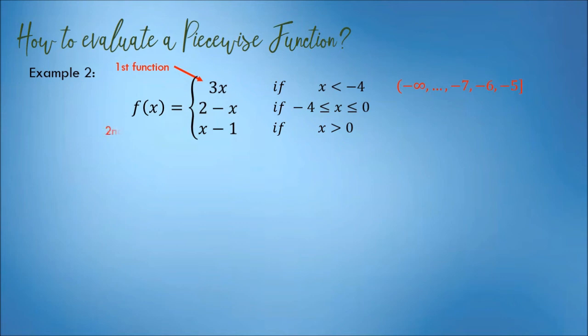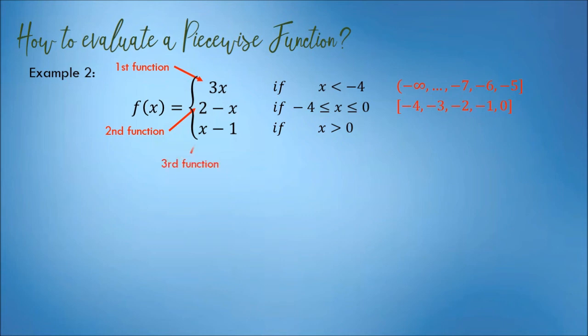This is the second function. f of x is equal to 2 minus x. The domain interval is x is greater than or equal to -4, but less than or equal to 0. Meaning, the only included x values here are between -4 and 0. Those values are -4, -3, -2, -1, and 0.